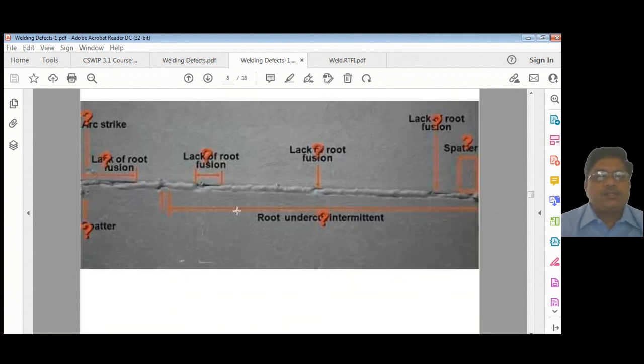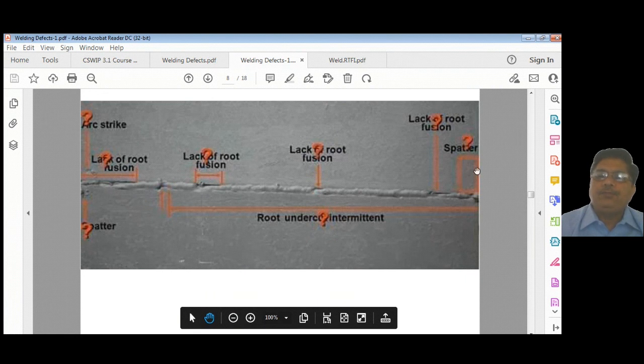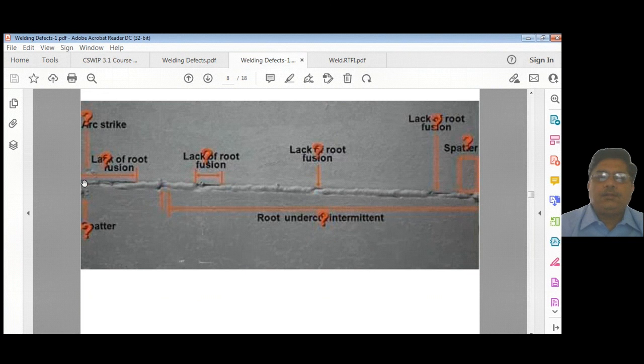In this slide you can see the arc strike, lack of root fusion. You can see very clearly the straight line, and also here you can see root undercut, and again lack of fusion, lack of root fusion. This is completely lack of root fusion, then also some spatter here and there.